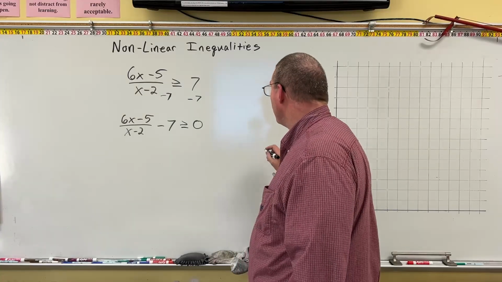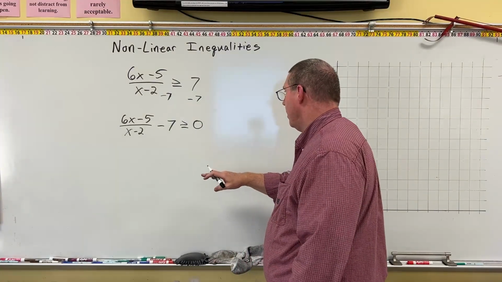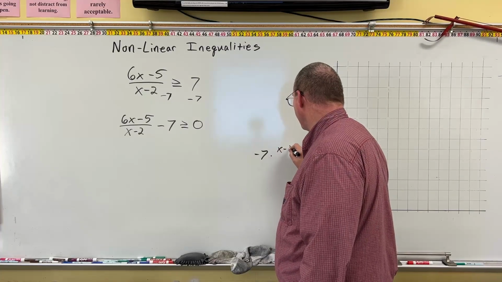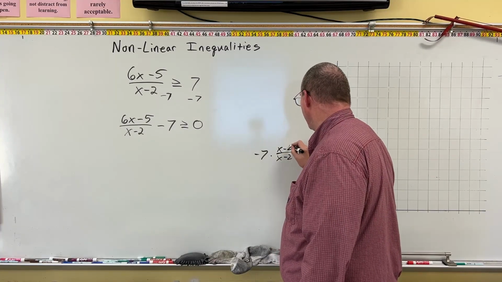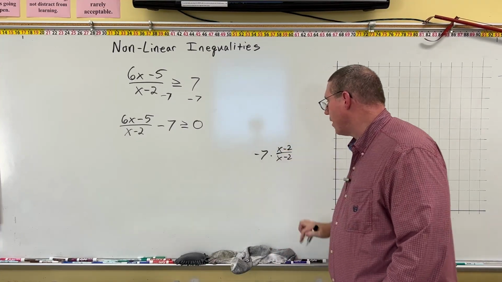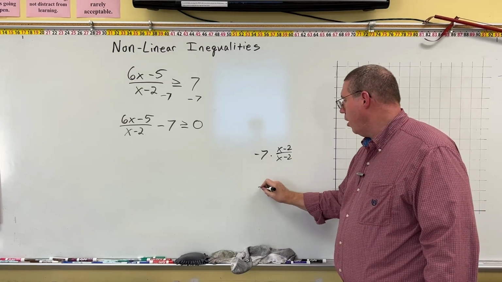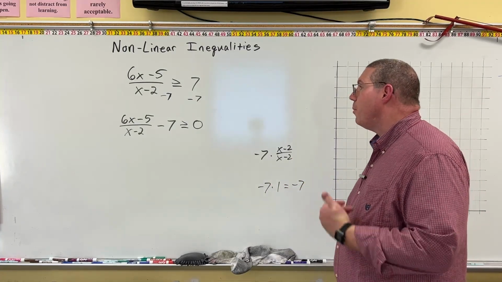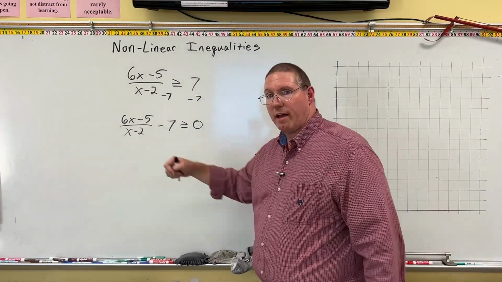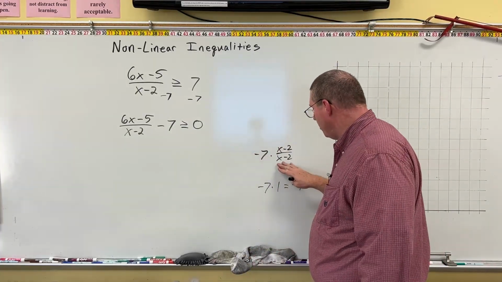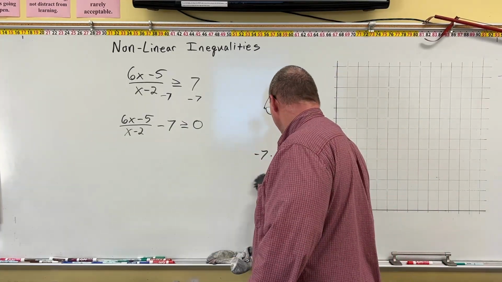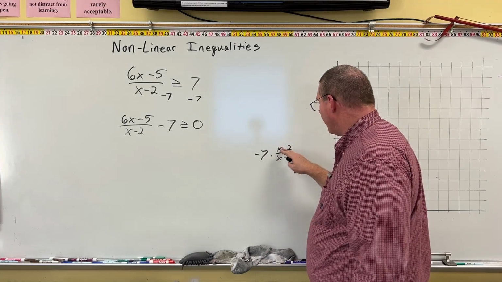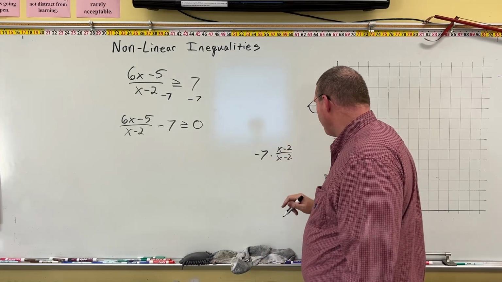We are going to multiply negative 7 times (x minus 2) over (x minus 2). See, (x minus 2) divided by (x minus 2) equals 1. And we know that negative 7 times 1 is still equal to negative 7. But we have to give it a denominator of x minus 2. So we have to do this fancy algebraic maneuver here by multiplying it by (x minus 2) over (x minus 2).